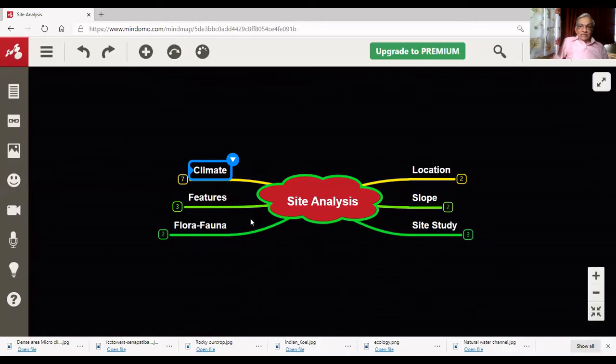So these are the 6 important aspects of site analysis, and one must keep in mind that these 6 important features should be taken into account when a student or a young architect visits the site and tries to understand the potentials of the site. This is a very short presentation I have given. The same presentation, in a much more elaborate and structured manner, I'm going to do.